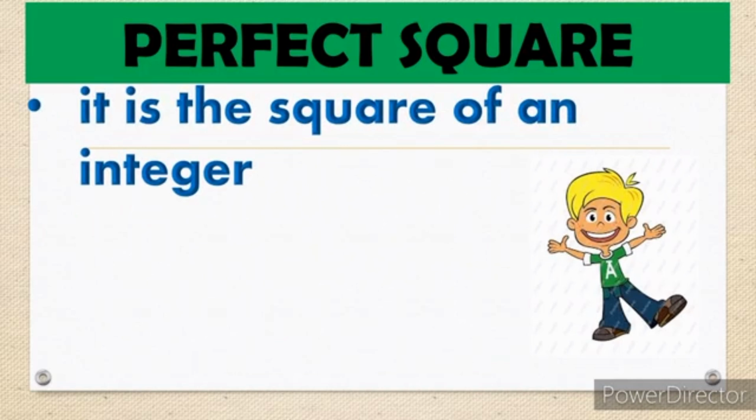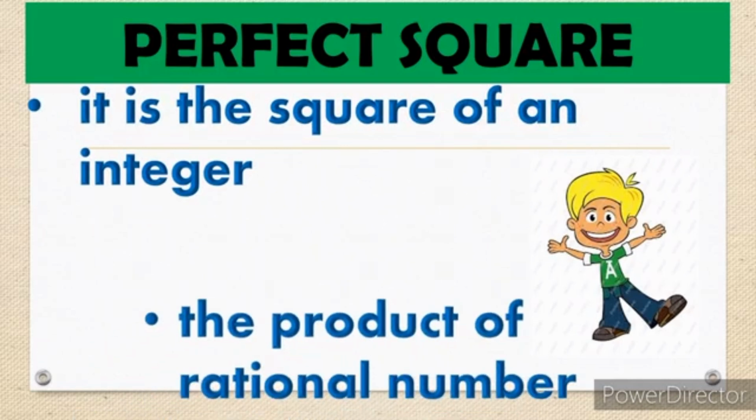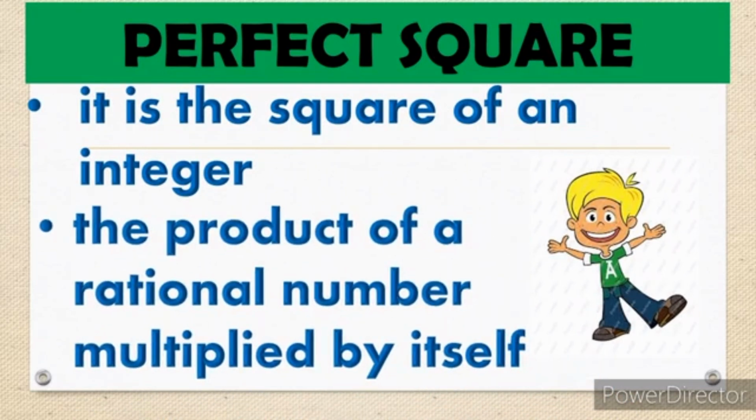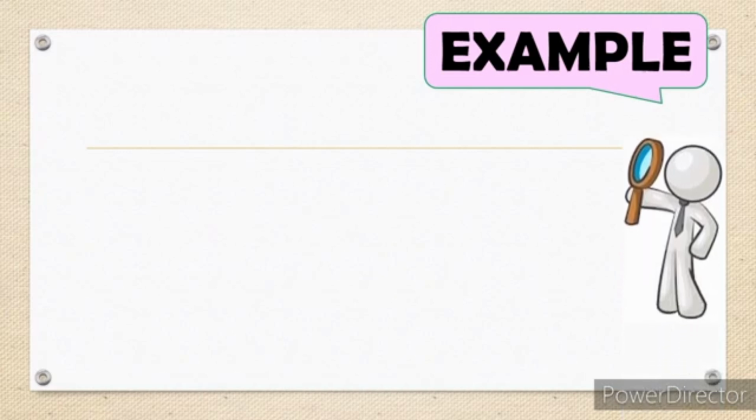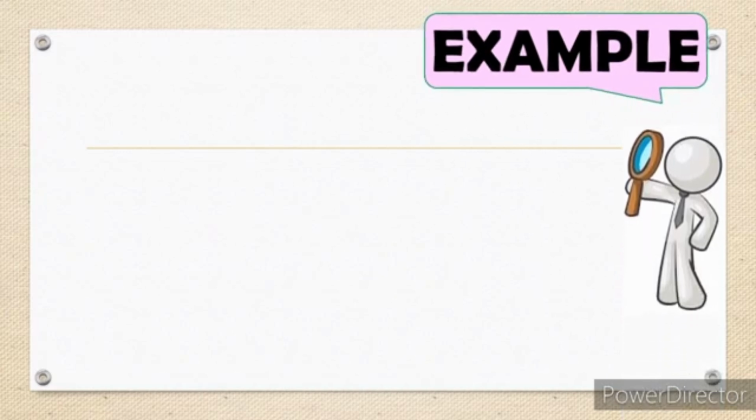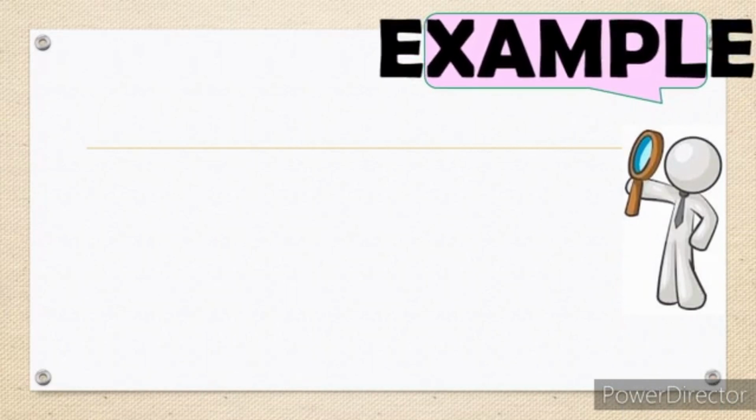A perfect square is the square of an integer, or a square of a number, or the product of a rational number multiplied by itself. Let's have an example. Let's try the following numbers or squares of numbers.